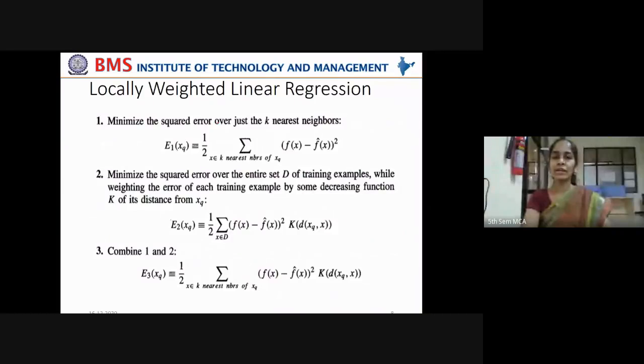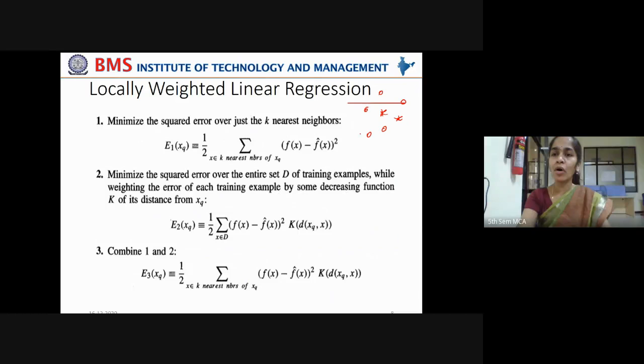Minimize the squared error over just the k nearest neighbors. Don't try to minimize the prediction error over all the training examples. Just try to minimize the squared error only over the k nearest neighbors. Say this is the new instance. You have lots of data points.